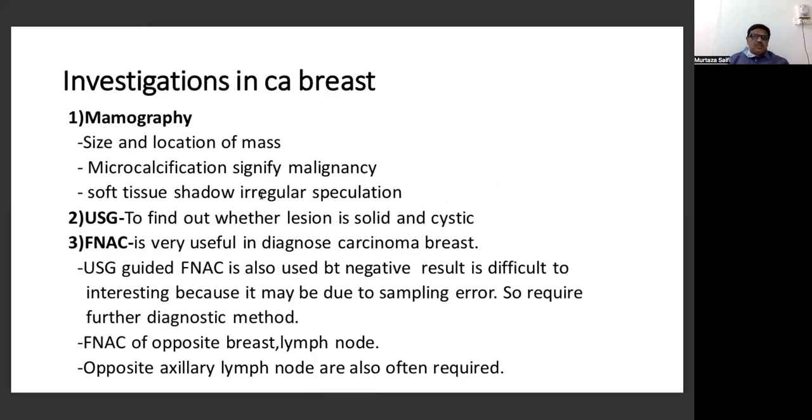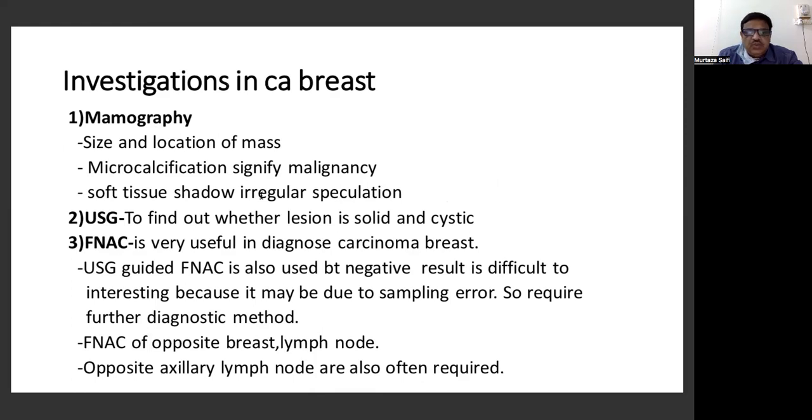Investigations in carcinoma breast are very important. We have already discussed mammography: size and location of mass, microcalcification signifying malignancy, soft tissue shadow, irregular spiculation. USG is used to find out whether the lesion is solid or cystic. FNAC is very useful in the diagnosis of carcinoma breast.